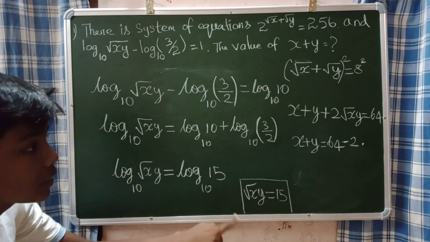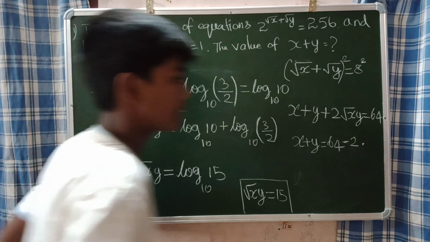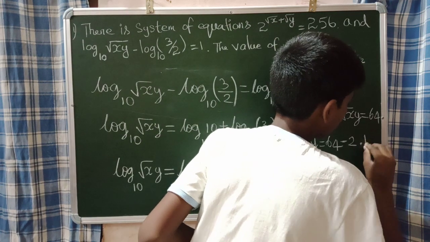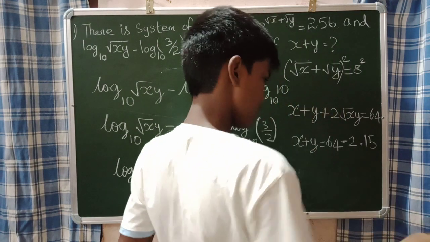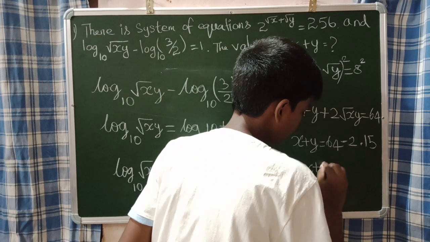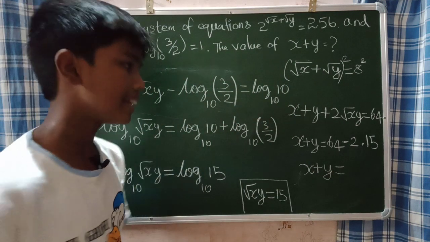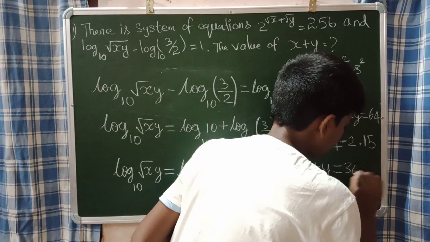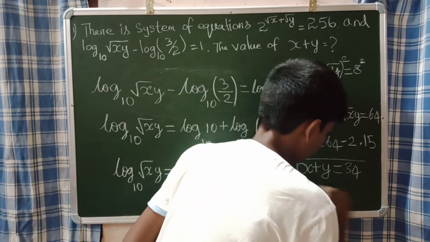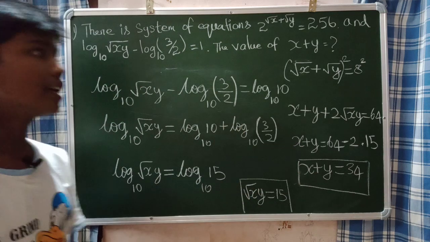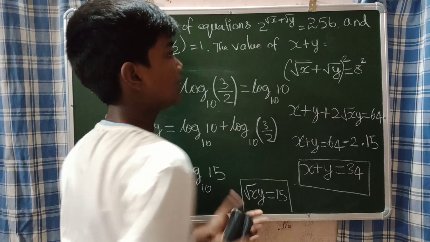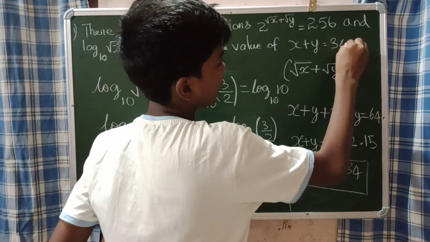So we know that root xy is equal to 15, so I can apply that now. 2 into root xy means 2 into 15. When you do that, x plus y will be equal to 64 minus 2 into 15, that is 64 minus 30. So the answer will be equal to 34. So x plus y is equal to 34. This is the answer for this question.